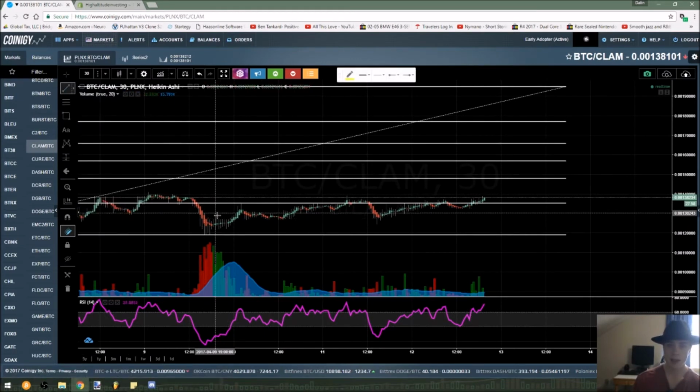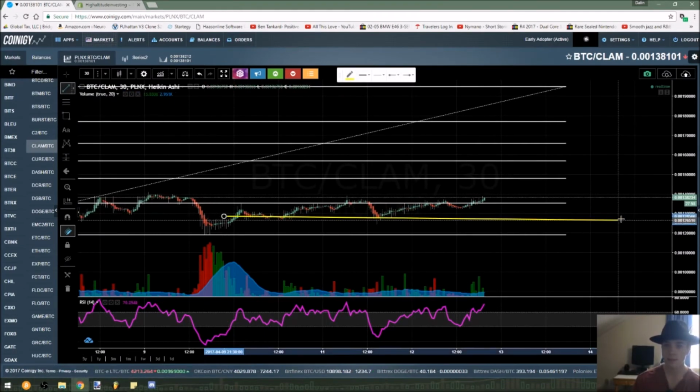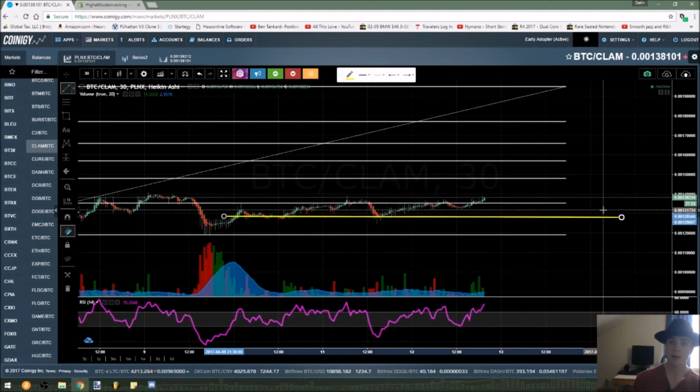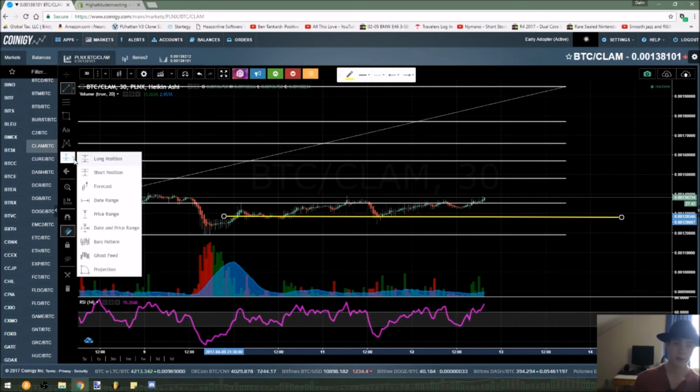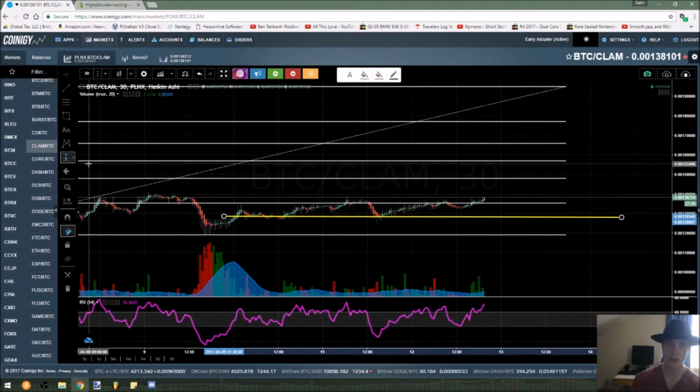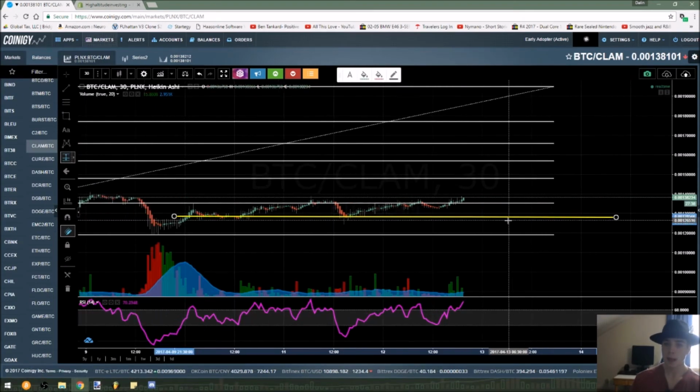So if I expect clams to pull back to this level, that's my target entry. I will grab my tool over here on the left side. This is coinigy.com, and I highly recommend using it. It has extremely good tools for trading, and if you really want to get good, I think this is almost necessary. So I click on long position over here on the left side.